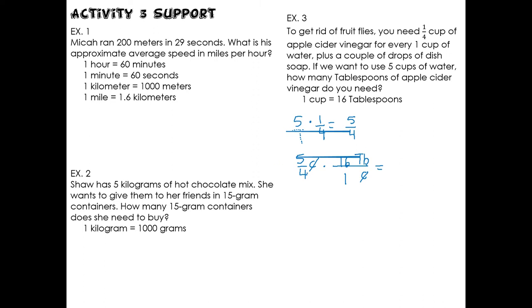Great, so now we're just going to multiply straight across. So 5 times 16 is going to be 80. I don't know why it keeps on doing that, so sorry guys. And then 4 times 1, which is 4. And so I'm going to reduce that down. 80 divided by 4 is 20. So I'm going to need 20 tablespoons. Okay? 20 tablespoons needed. Happy days.